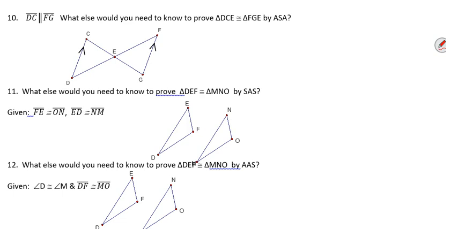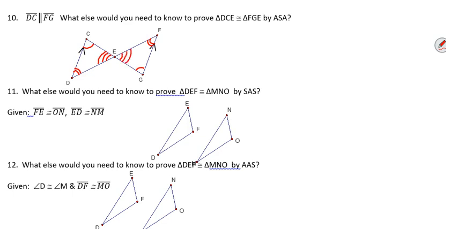So number 10, it says DC is parallel to FG. What else would you need to know to prove that triangle DCE is congruent to FGE by angle, side, angle? On this one, because these sides are parallel, we can say that angle C is congruent to angle G because they're alternate interior angles to each other. We can say that D is congruent to F because they're alternate interior angles to each other. And then we can say that CED is congruent to GEF because they're vertical angles.